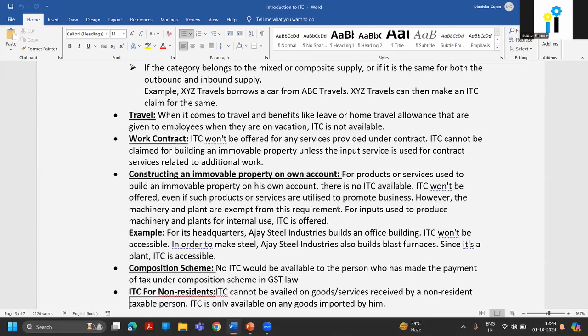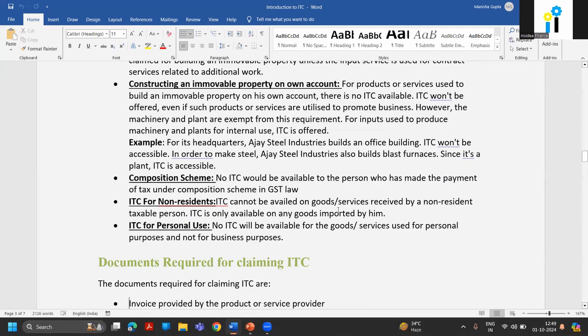In order to make steel, Ajay Steel industry builds a blast furnace. Since it is meant for making steel, they have to build some blast furnace. That time, ITC will be accessible for that plant. Composition scheme: no ITC will be claimed under the composition scheme.